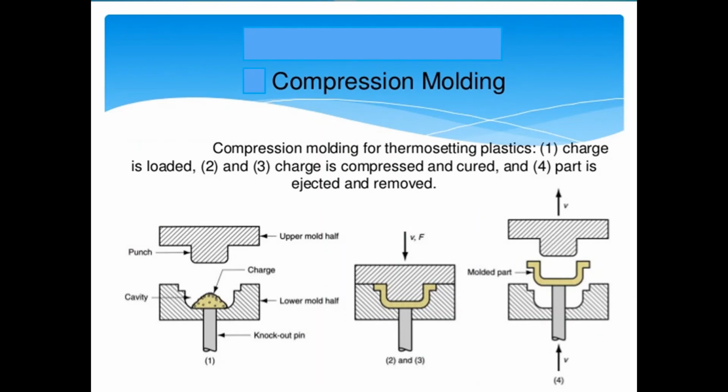Next, compression molding. In this we have a certain shape and the raw material is here in the die. Then the upper mold is the punch. When we give the punch, the raw material in this cavity is compressed, and then we can get this molded part. It is the upper mold half and the lower mold half, and this is the raw material and this shape is the cavity, and it is the punch. By this we give the external force, and it is the knockout pin. By this we can push out the molded part.